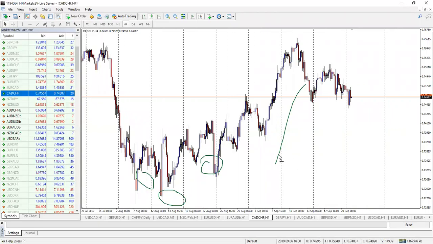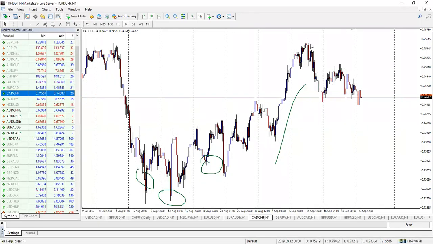This is Canadian dollar Swiss franc. You see Canadian dollar Swiss franc forming there, the inverse of head and shoulder. We have the head, the left shoulder, the right shoulder. But on this shoulder, you can see we had a pin bar. Even at the head, we had a pin bar.